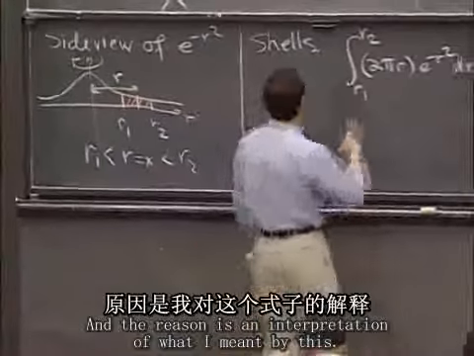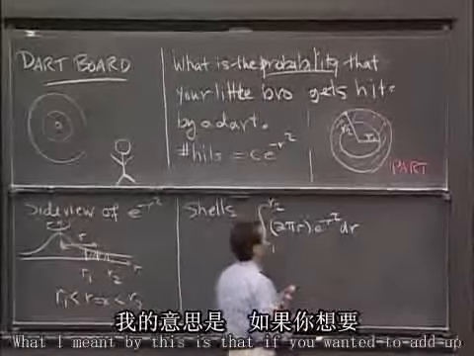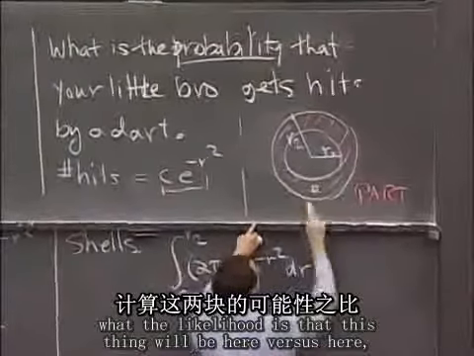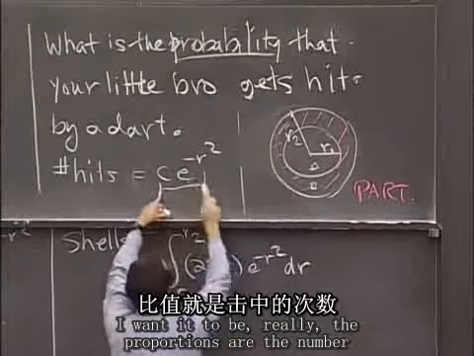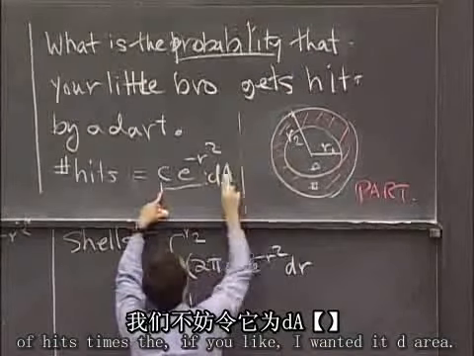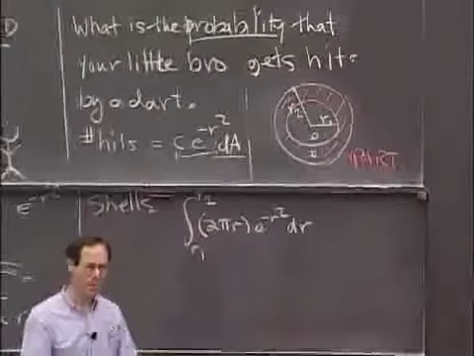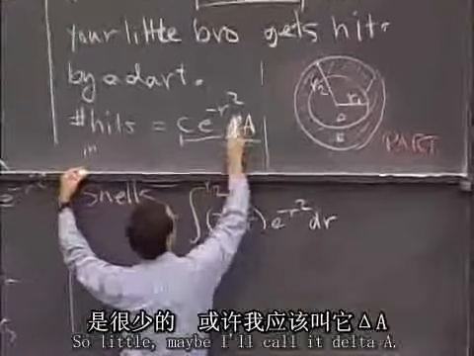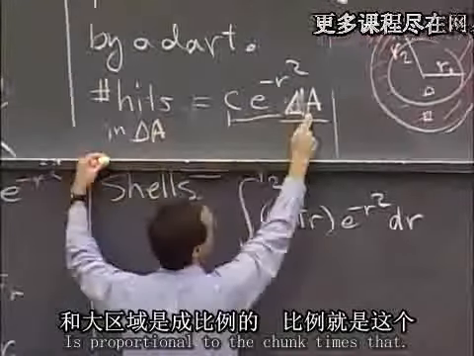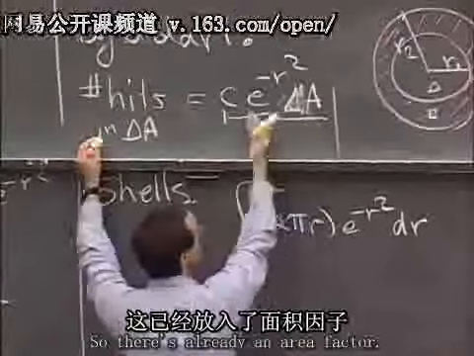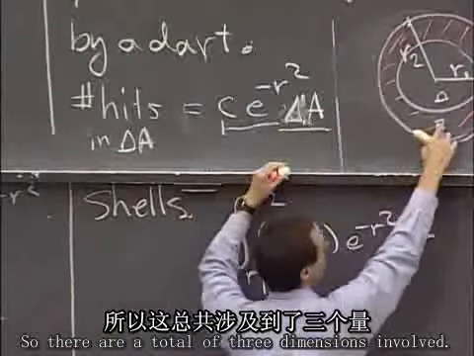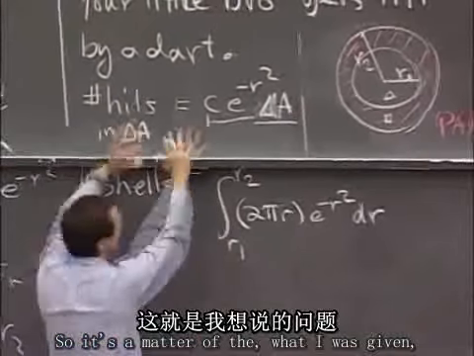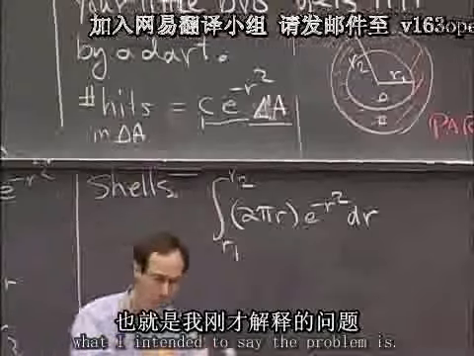And the reason is an interpretation of what I meant by this. What I meant by this is that if you wanted to add up what the likelihood is that this thing will be here versus here, the proportions are the number of hits times, if you like, I wanted it d area. That's really what I meant here. The number of hits in a little chunk, so maybe I'll call it delta A, is proportional to the chunk times that. So there's already an area factor and there's a height. So there are a total of 3 dimensions involved. There's the area and then this height. All right? So it's a matter of what I had, what I was given, what I intended to say the problem is.